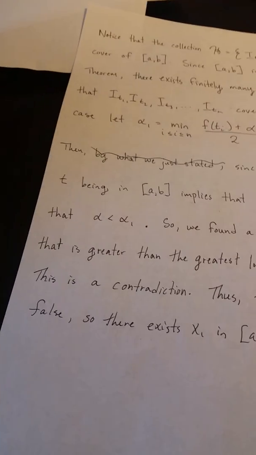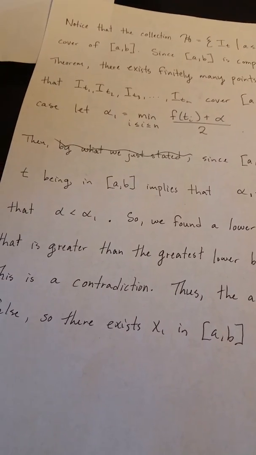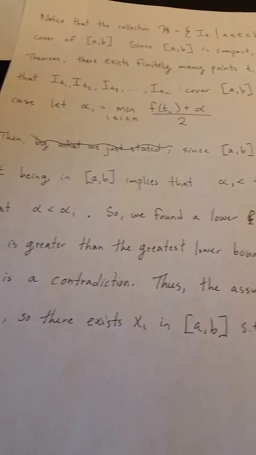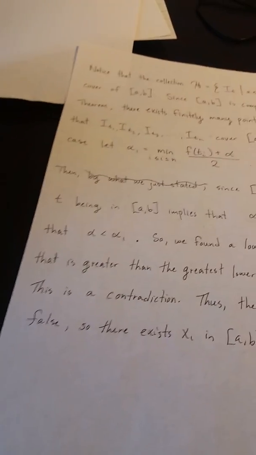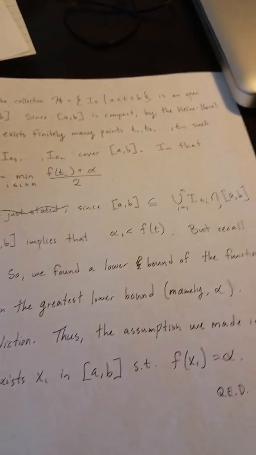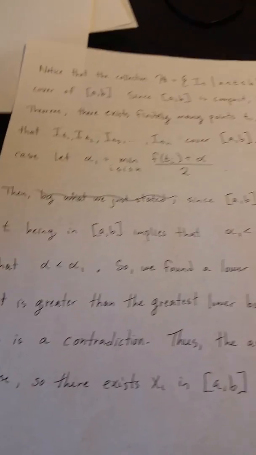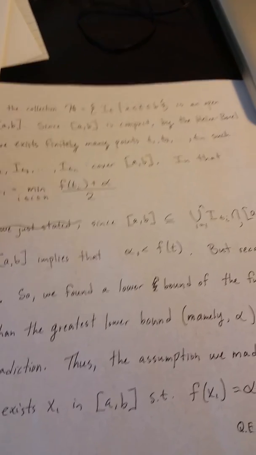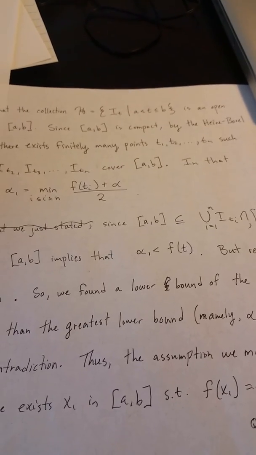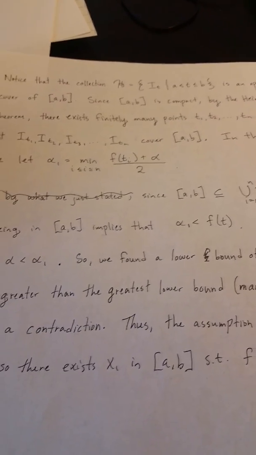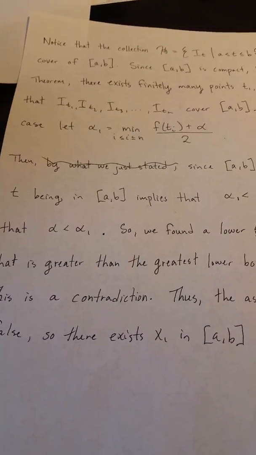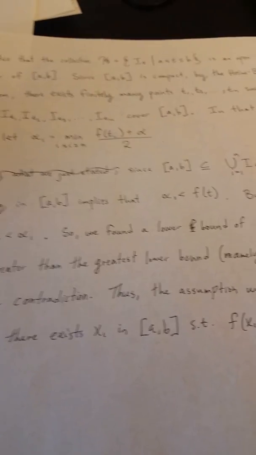But recall that alpha is less than alpha 1. What we essentially did was find a lower bound of the function that's greater than the greatest lower bound, alpha. Because if t is in [a, b], then alpha 1 is less than all the values of the function, so by definition alpha 1 is a lower bound. But we said that alpha was the greatest lower bound, and alpha 1 is greater than alpha. So we found a lower bound that's greater than the greatest lower bound, and that is a contradiction.